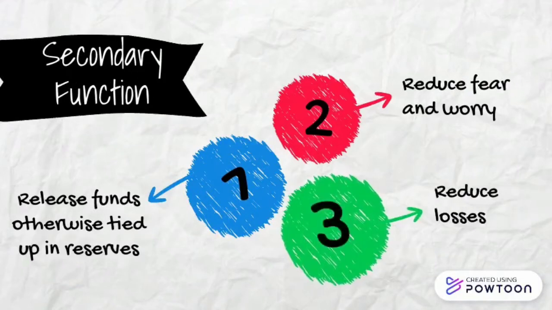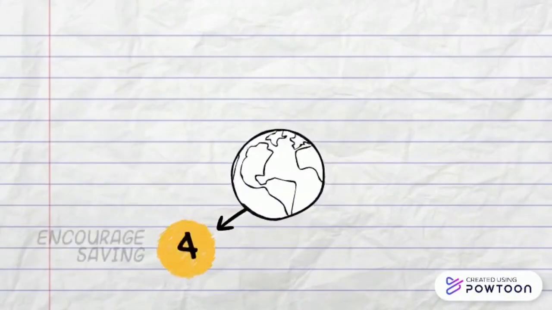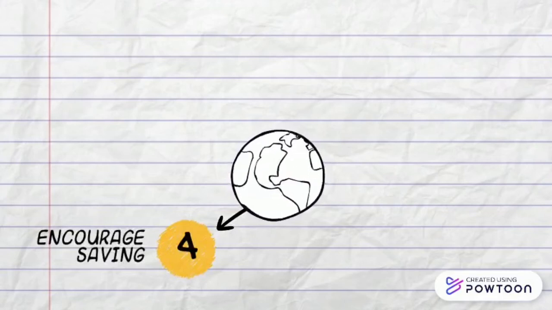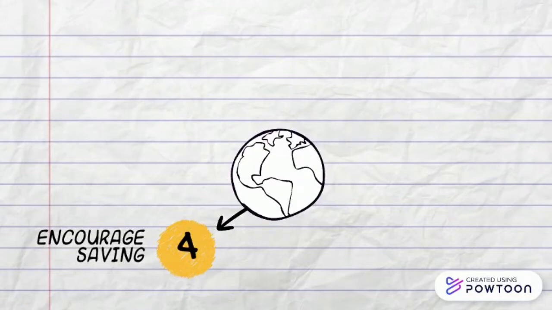Third, reduce losses. Insurance helps to reduce losses both in frequency and severity through their action and recommendation in risk assessment activities. Encourage saving. In addition to protection, insurance acts as a means of committed and systematic saving due to payment of regular premiums. The insured will get the lump sum amount at the maturity of the policy contract.